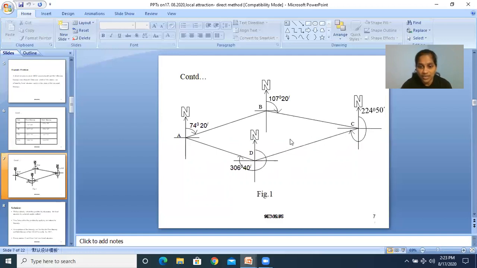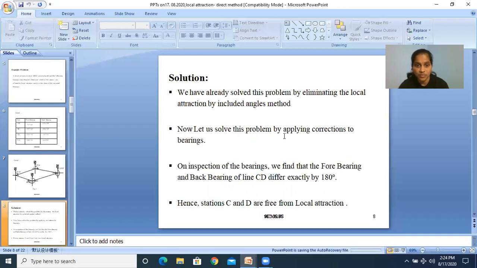So here you can see from C station we take the back bearing of BC line. Back bearing of BC line is correct, and forebearing of CD line and back bearing of CD line are correct, and back bearing of DA line also correct. These four bearings are correct as these C and D stations are free from local attraction. Okay, we will see.